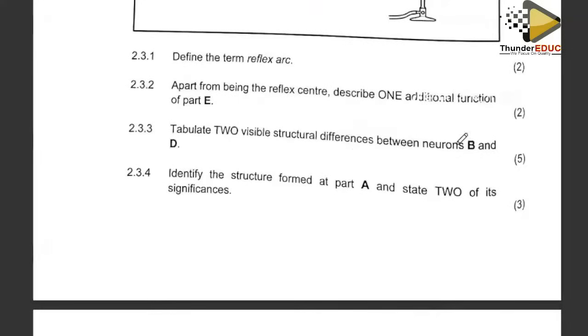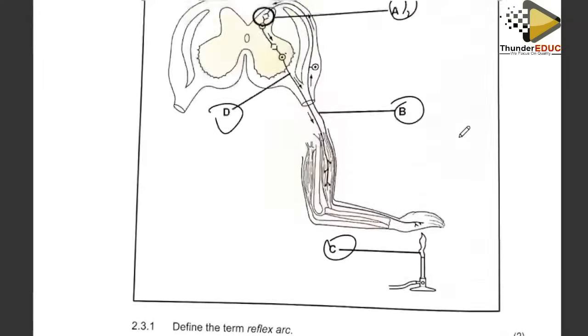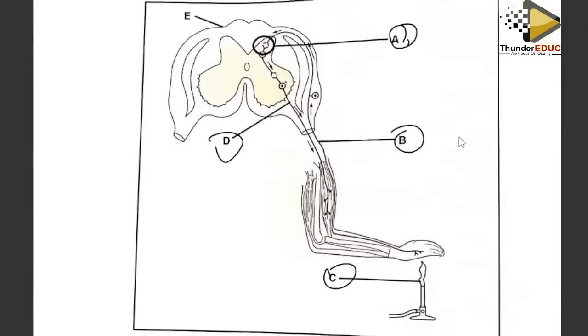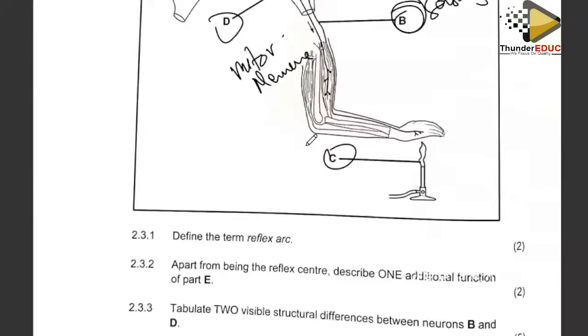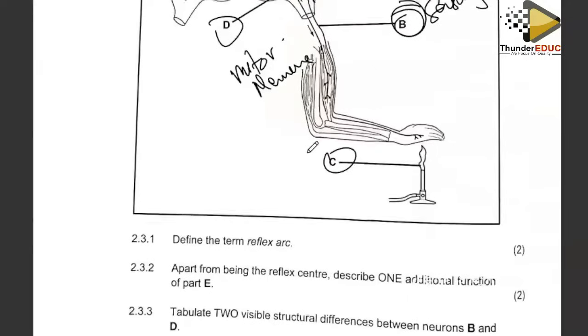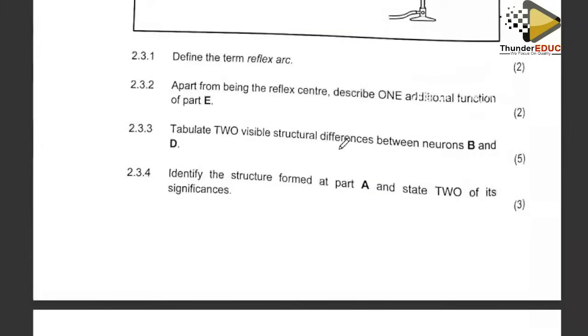Tabulate the visible differences between neuron B and neuron D. Neuron B, you see the impulse is going in, so it means this is the sensory neuron, while neuron D is a motor neuron. So it means that they are looking for the differences between motor neuron and sensory neuron. Yes, and they say tabulate. Let me go back. Tabulate. It means that you're supposed to give clear, clear, clear answers. They're saying visible.